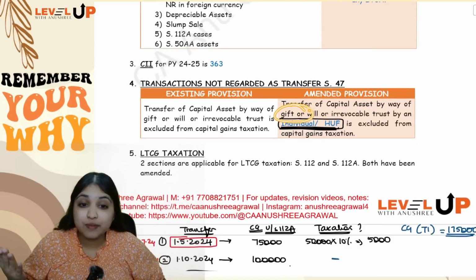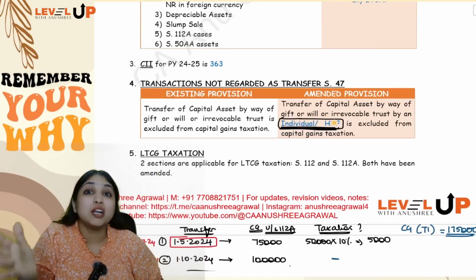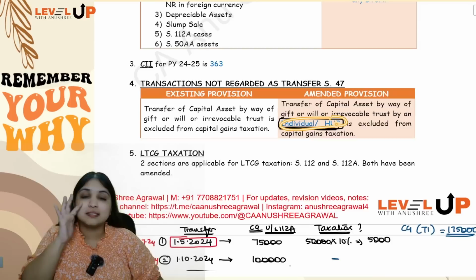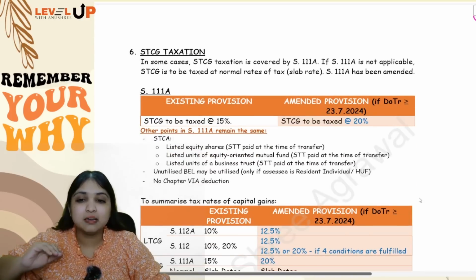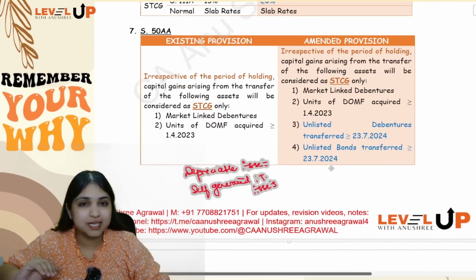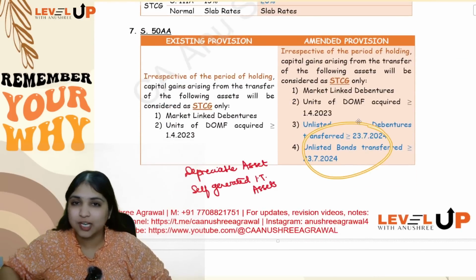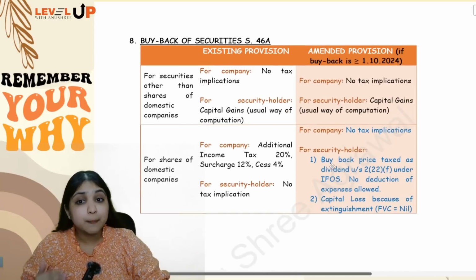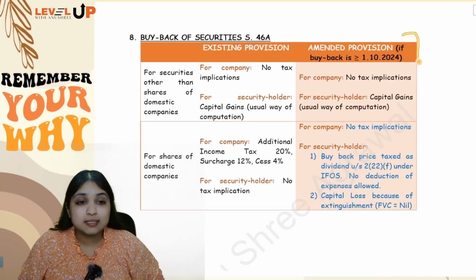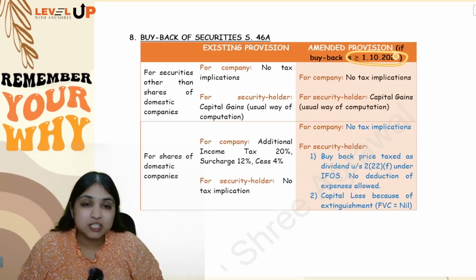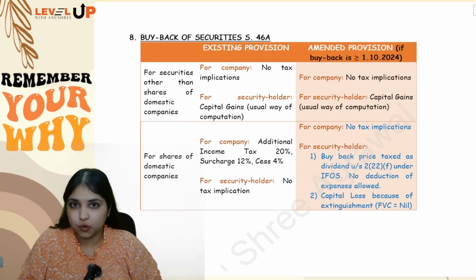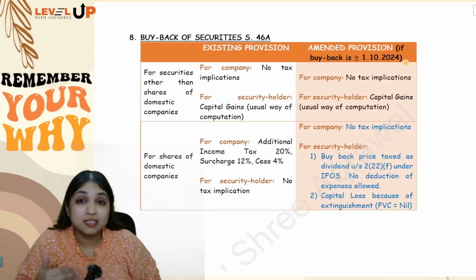But gift or will be considered as not a transfer, if assessee is individual or HUF, this is for the entire year. And then we spoke about just now 50AA. This is also 23rd July 24 onwards only. But buyback of securities, this entire section 46A has been amended, guys, but this amendment is from 1st October 2024 onwards. Okay, so we'll have to see what is the date of buyback.